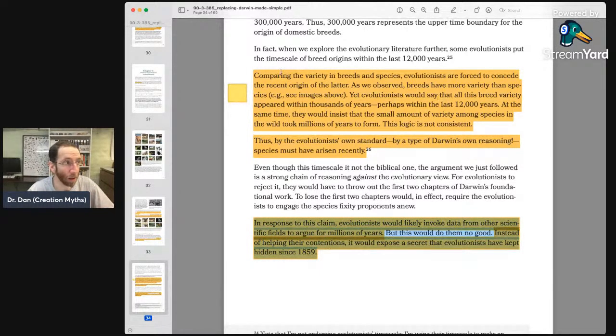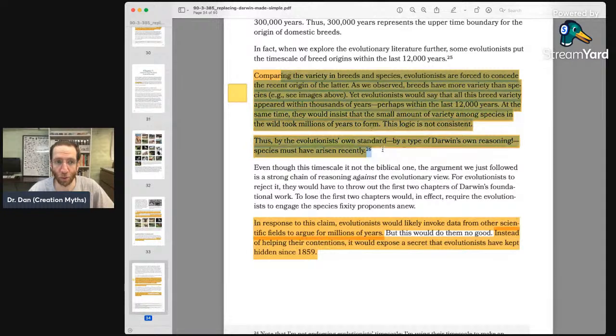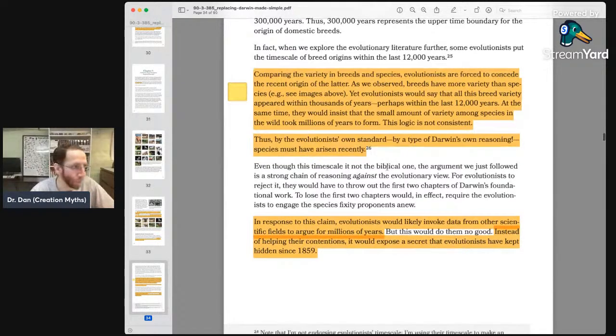This argument up here: breeds came into existence recently, they have more phenotypic variation than between species within the same families, therefore all those species must have come into existence recently. That argument is insultingly bad. It's two different sets of processes. Selective breeding and evolution. Two different things, right? Different sets of processes, different rates of change, different constraints. Let's continue.